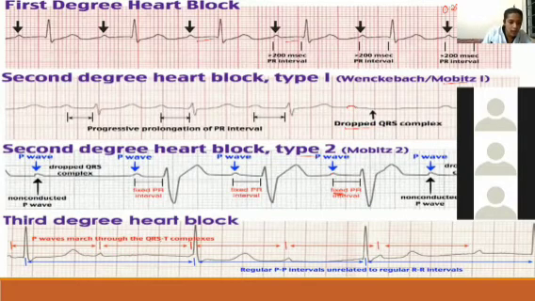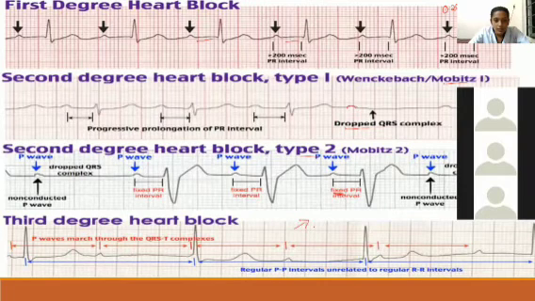Then the third degree heart block. Here you can see the QRS is coming after one P, then after some other small P, then one gap, then QRS. So here there is complete dissociation: regular PP intervals unrelated to regular RR intervals. Okay, so this is known as third degree heart block.